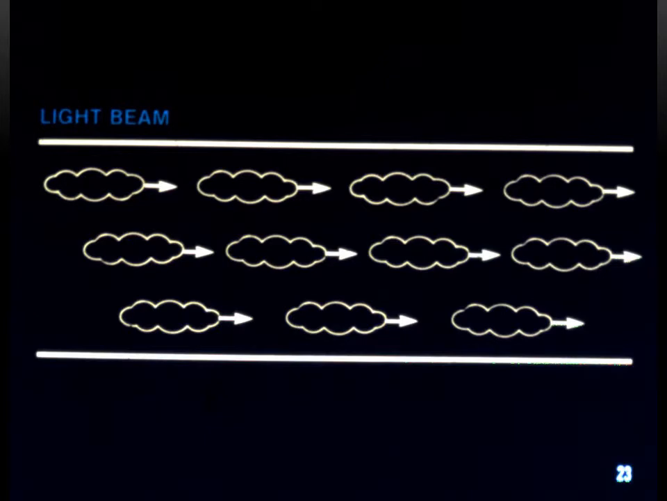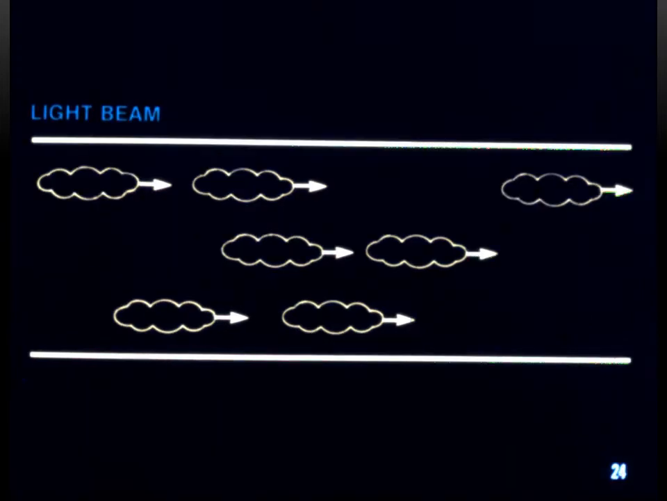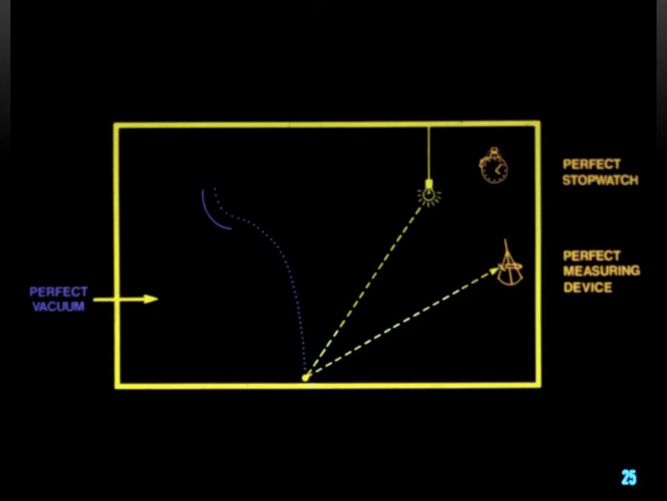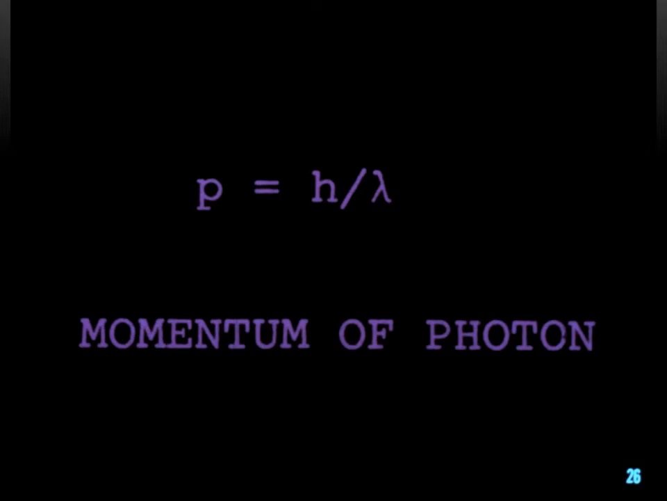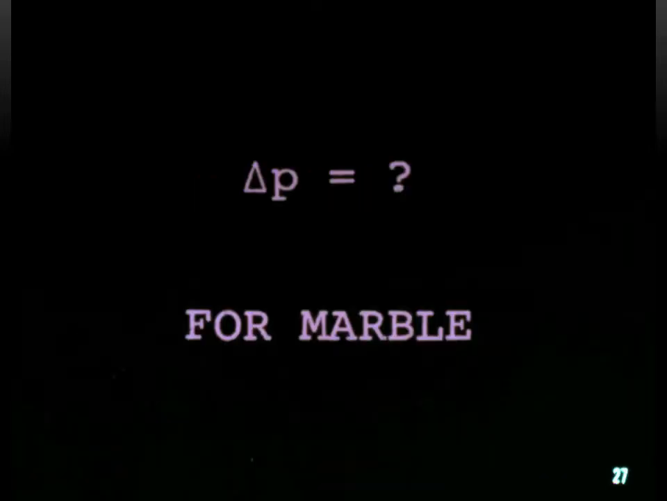But in quantum physics, a beam of light is not a wave. It is a collection of photons. Reducing the intensity of the beam means reducing the number of photons, with each one retaining the same amount of energy. Now, in order to see the marble, at least one photon must bounce off of it. We know from the Compton effect that each photon has a momentum p equal to Planck's constant, h, divided by its wavelength, lambda. We cannot predict the exact amount by which the momentum of the marble will change.